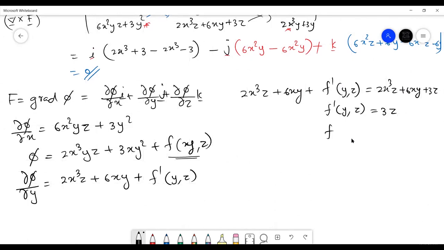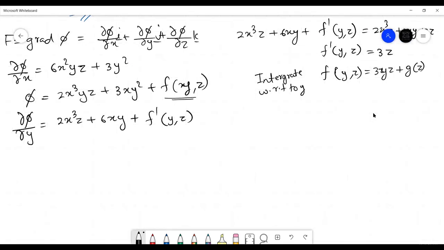So now we have to integrate with respect to y. In that case, this becomes 3yz + g(z). So there can be a constant which is based on z only, right? That is the thing we have to add. You have to think carefully, that's all, right? In that case, the new φ becomes 2x³yz + 3xy² + 3yz + g(z), right?